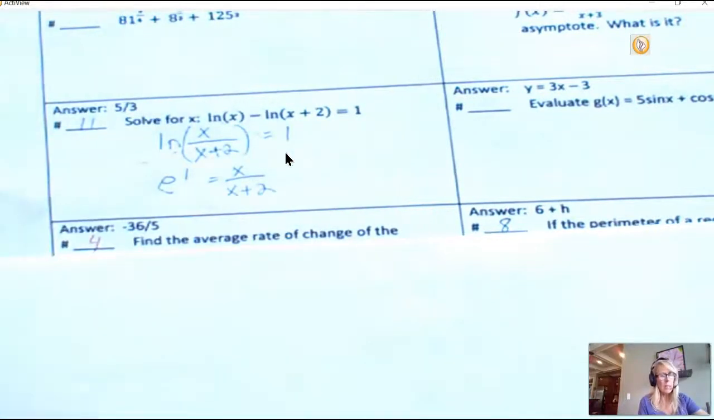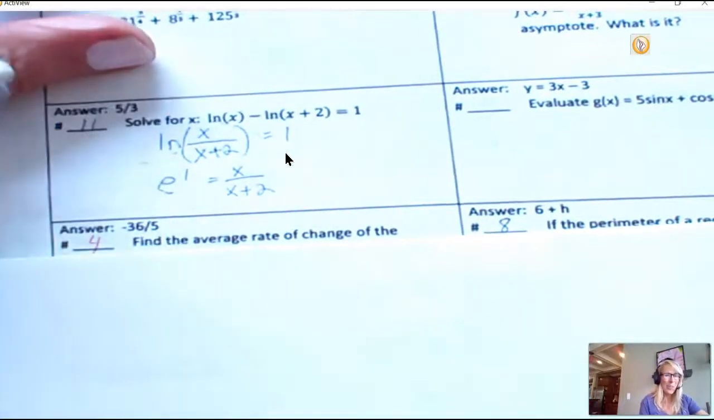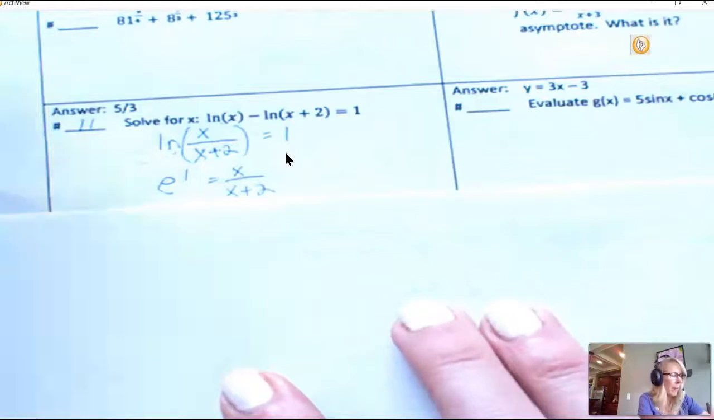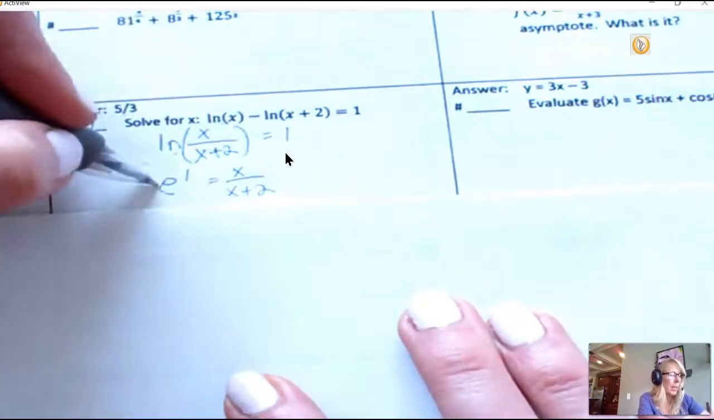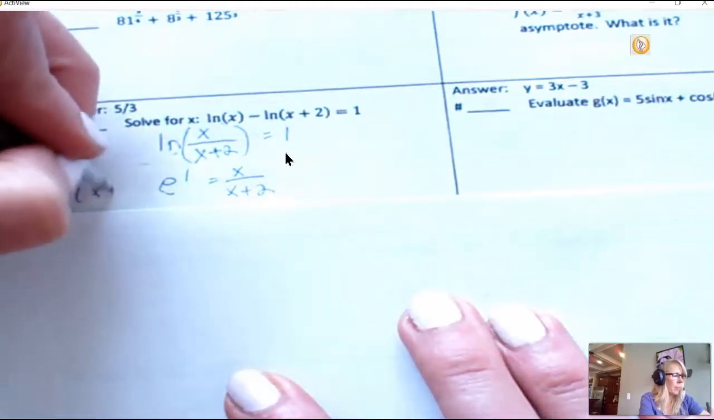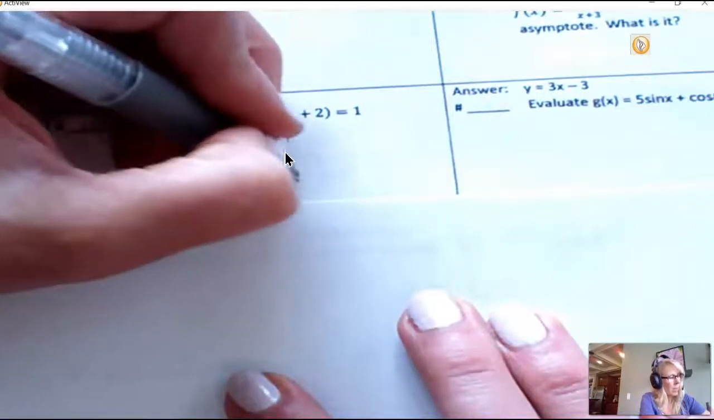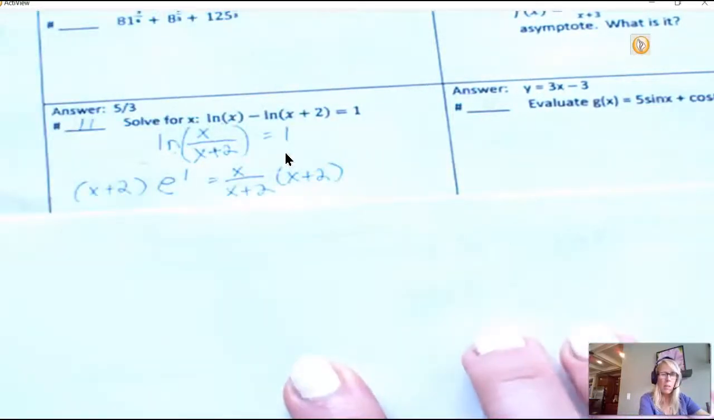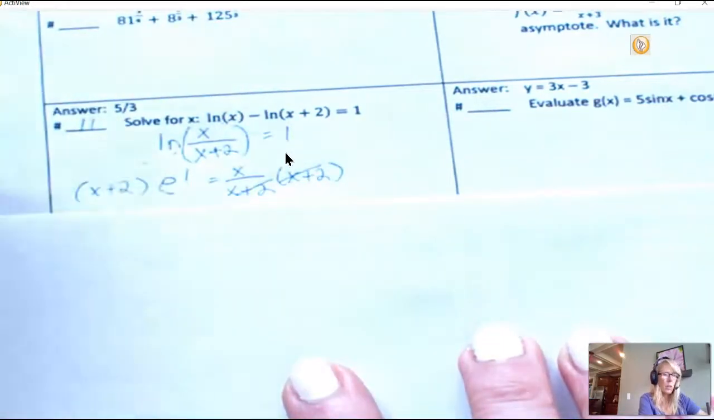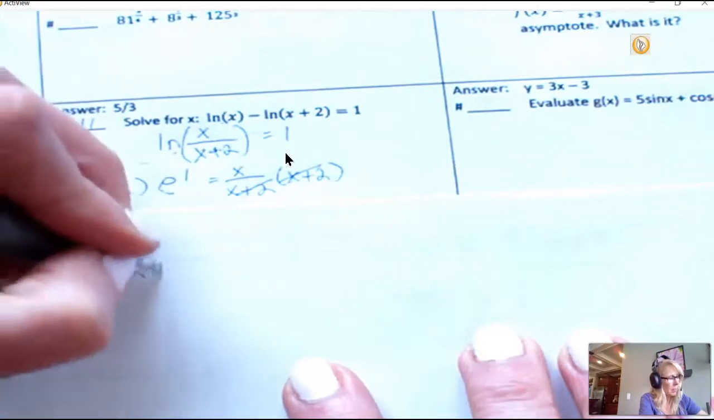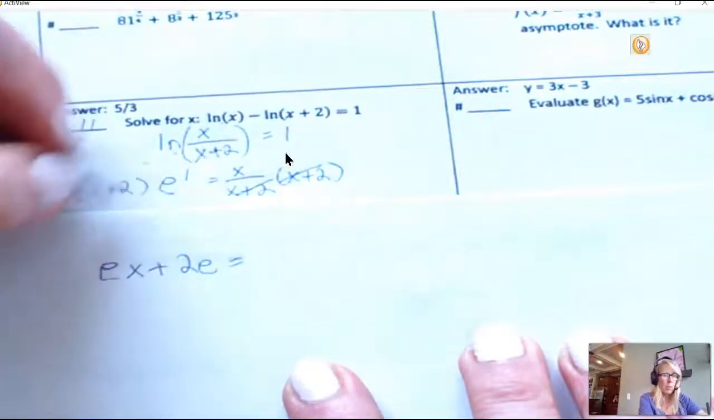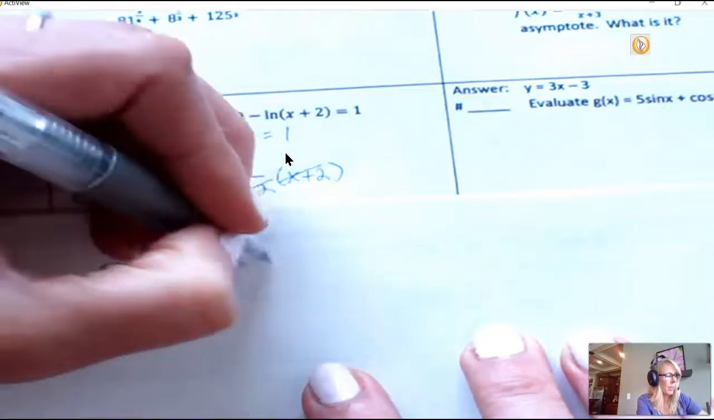We're going to solve this similarly compared to what we did on the last problem. What I'm going to do is a little work on my whiteboard here. I'm going to multiply both sides by x plus 2. And then we see those cancel out. We can distribute e over here. We'll end up with ex plus 2e, because it's just e to the first. I don't need to put e to the first there. And that's equal to x.